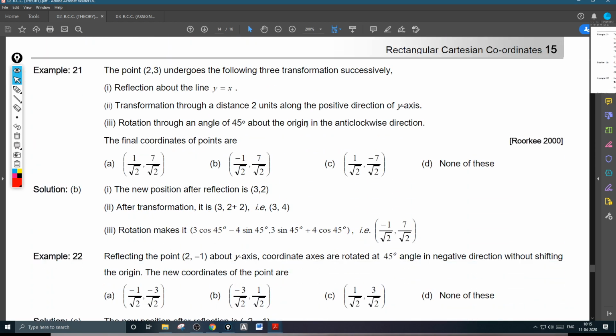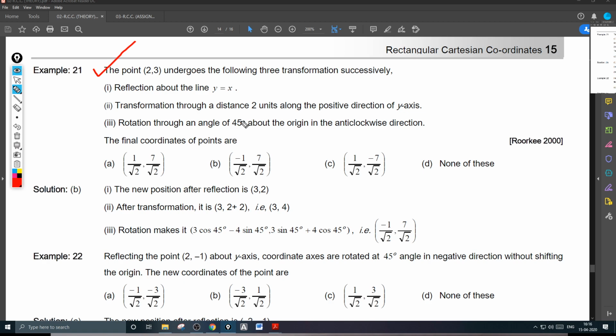See example 21, please. Example 21. The point 2, 3 undergoes the following 3 transformations successively: reflection about the line y equals x, translation through a distance 2 units along the positive direction of y-axis, and rotation through an angle 45 degrees in the anti-clockwise direction. That means theta positive only, anti-clockwise direction.